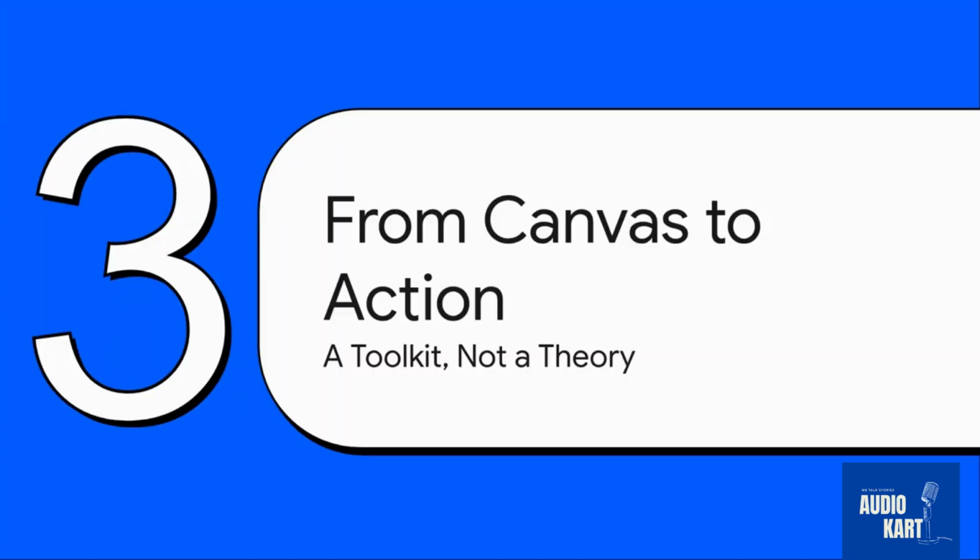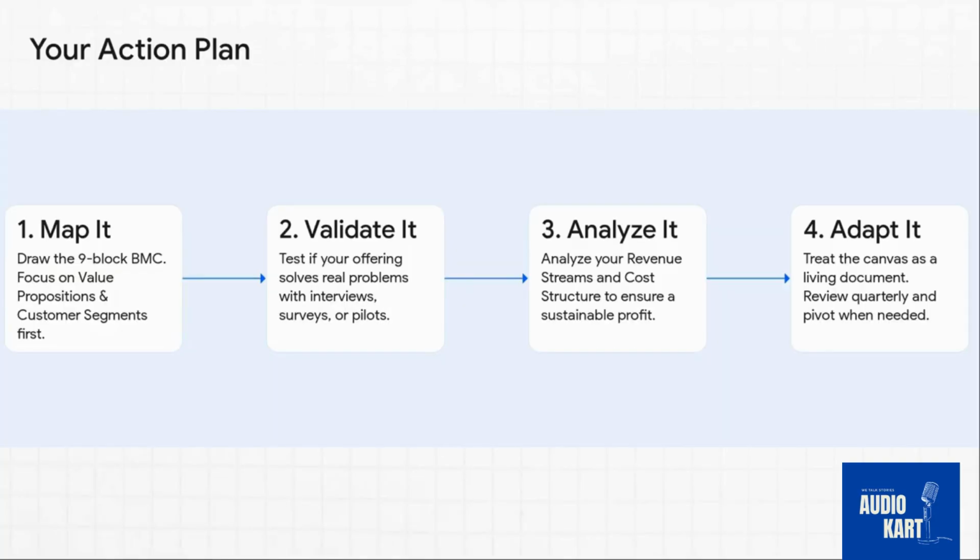Now, just understanding these 9 blocks, that's only the beginning. The real magic of the business model canvas isn't as some abstract theory you put on a wall. Nope. Its true power is as a hands-on toolkit for taking action and running experiments. So let's look at how you actually use this thing. It really comes down to a simple 4-step cycle. First, you map out your idea, just sketch out the canvas and start filling in the blocks, focusing on your value proposition and customers first.